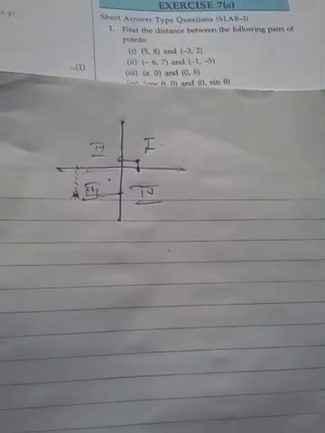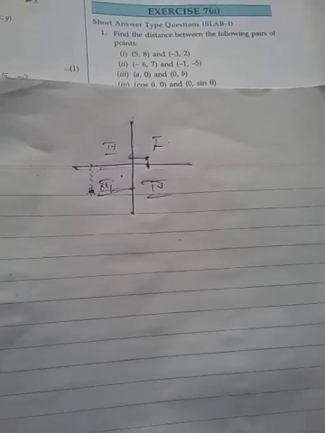Yesterday in coordinate geometry, I already gave you the formula for finding the distance between 2 points. What's the formula? The difference between the abscissa plus the difference between the ordinates, that is, the square root of (x2 minus x1) whole square plus (y2 minus y1) whole square. Using that formula, we will find the distance between the given points. The points are 5, 8 and minus 3, 2. Let us solve this question.